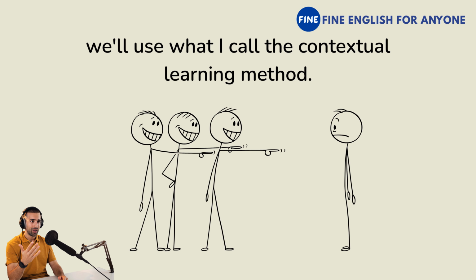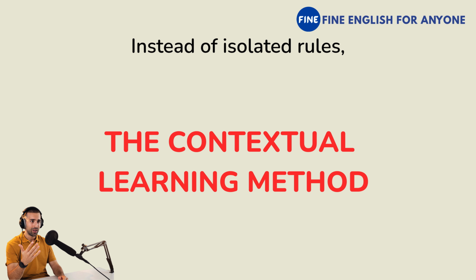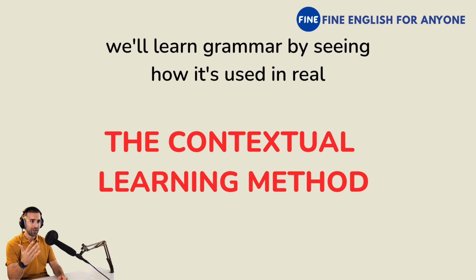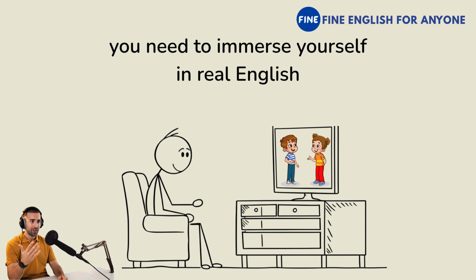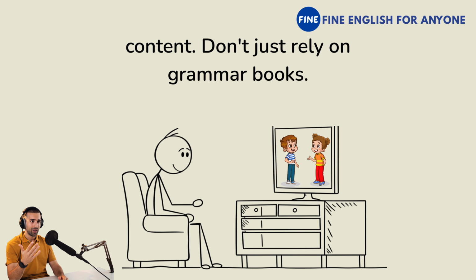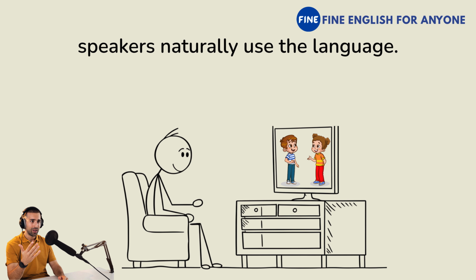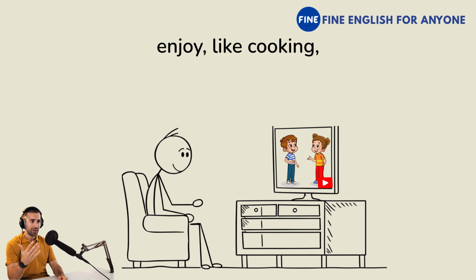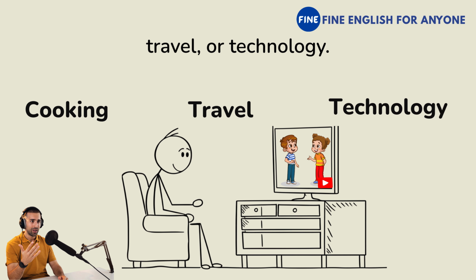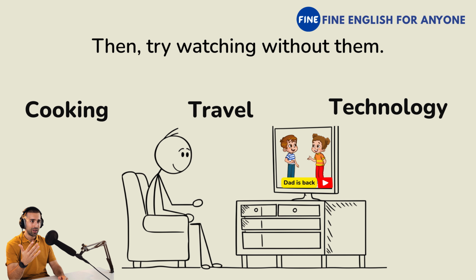To solve this, we'll use what I call the contextual learning method. Instead of isolated rules, we'll learn grammar by seeing how it's used in real situations. First, you need to immerse yourself in real English content. Don't just rely on grammar books. Start using English content that shows how native speakers naturally use the language. This includes watching YouTube channels on topics you enjoy, like cooking, travel, or technology. Start with English subtitles. Then try watching without them.